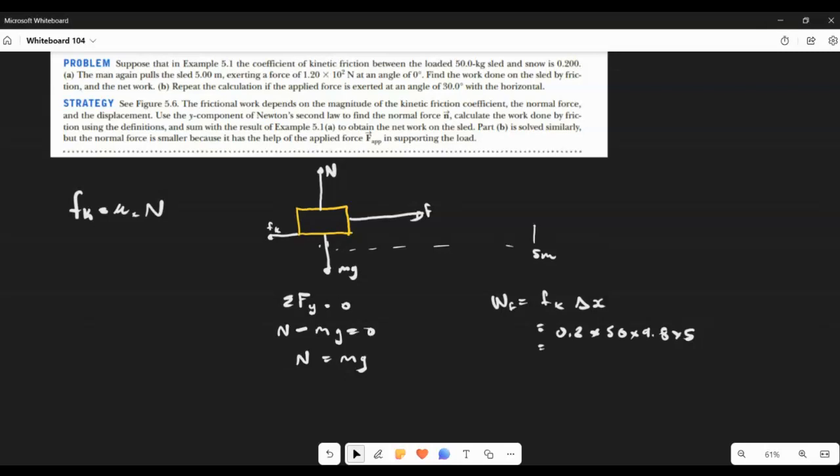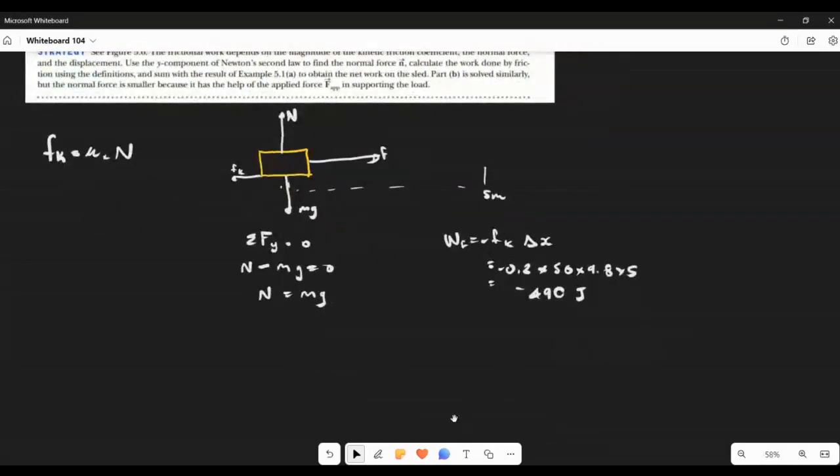490. I want to see negative 490. Right? Are we all content with that? It's negative because it's acting in the opposite direction of motion. Yes. I keep on forgetting. Sorry, forgive me. That is what I'm looking for.